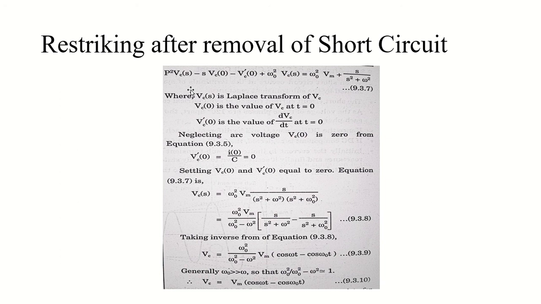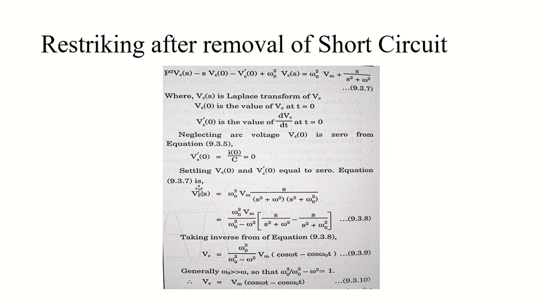Now when we neglect the arc voltage vc0, the equation will look something like this: vc dash 0 will be equal to I of 0 divided by c, which will basically equal 0. Now that we have settled the value of vc and vc dash equal to 0, the equation will look something like this.